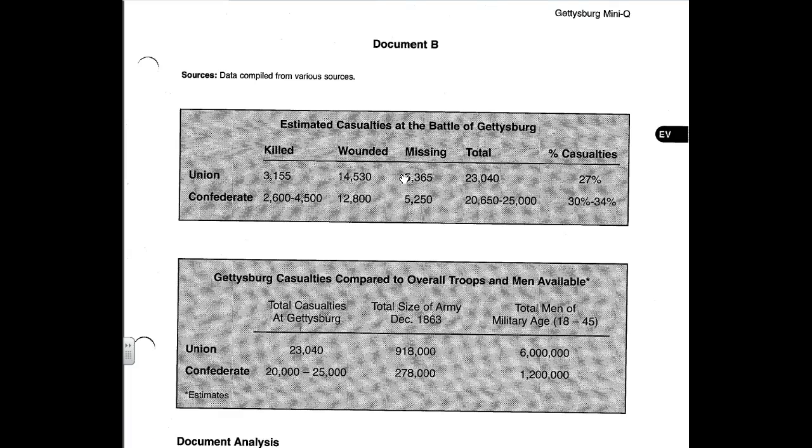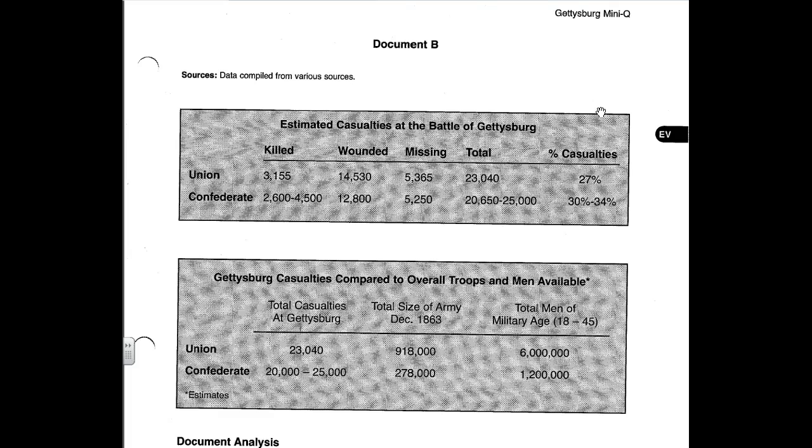Okay, let's talk about document B, which is casualties. And a couple of items to discuss while you're looking at this. If a soldier was not present during muster, which was roll call, the day after a battle, he was likely to be counted as a casualty. Casualties included soldiers who were captured, missing in action, wounded, or killed. It also often included deserters, people who left military service without permission.